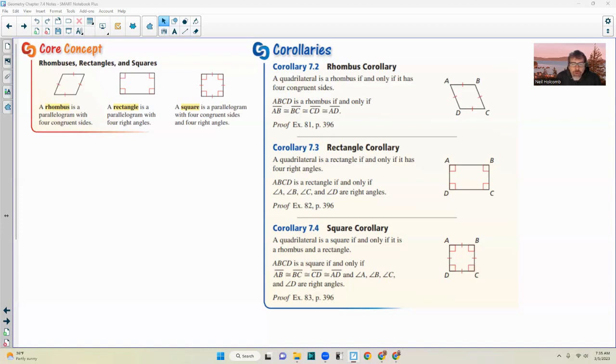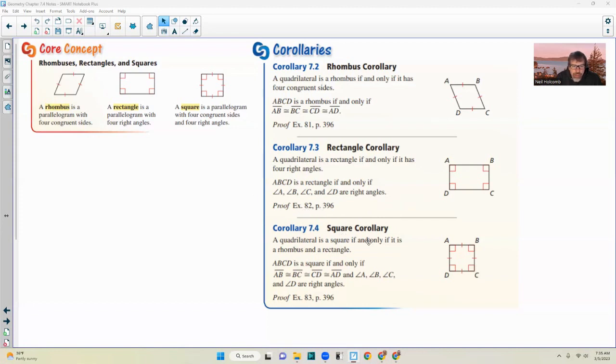The rectangle corollary: a quadrilateral is a rectangle if and only if it has four right angles. So since a square has four right angles, it is a rectangle. ABCD is a rectangle if and only if angles A, B, C, and D are right angles, which are 90 degrees. The proof is example 82 on page 396.